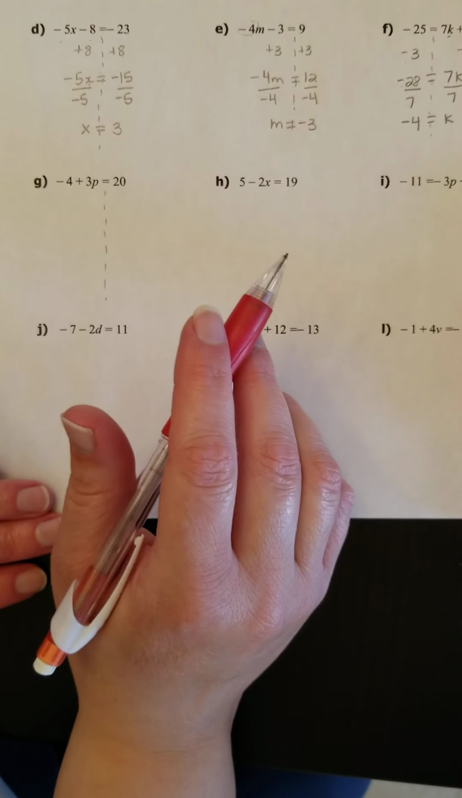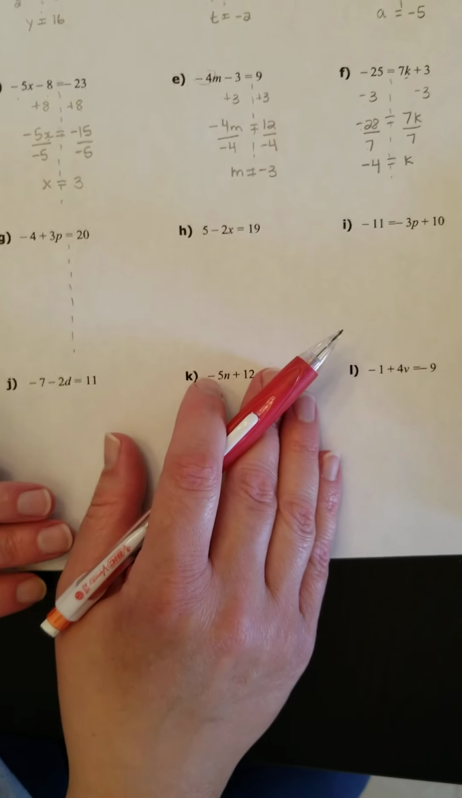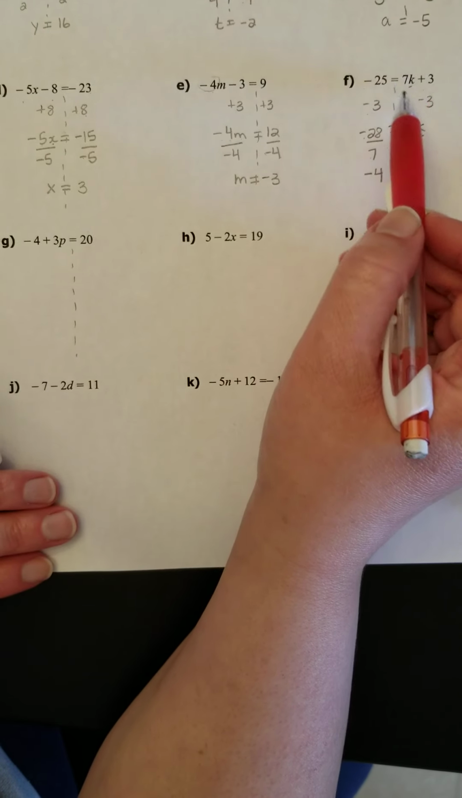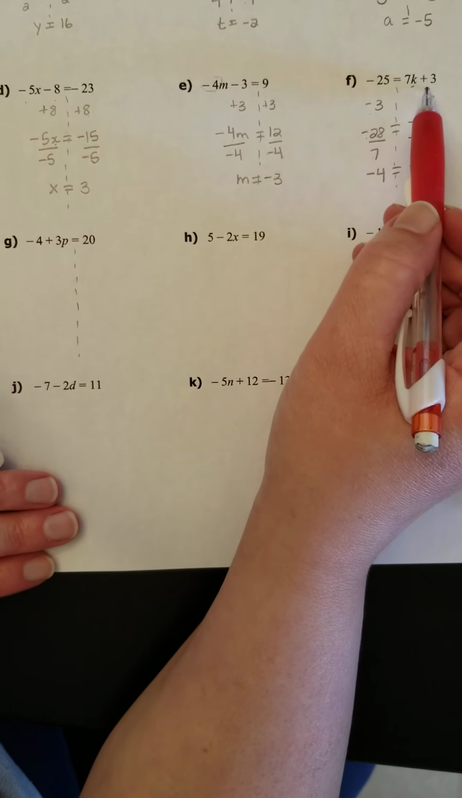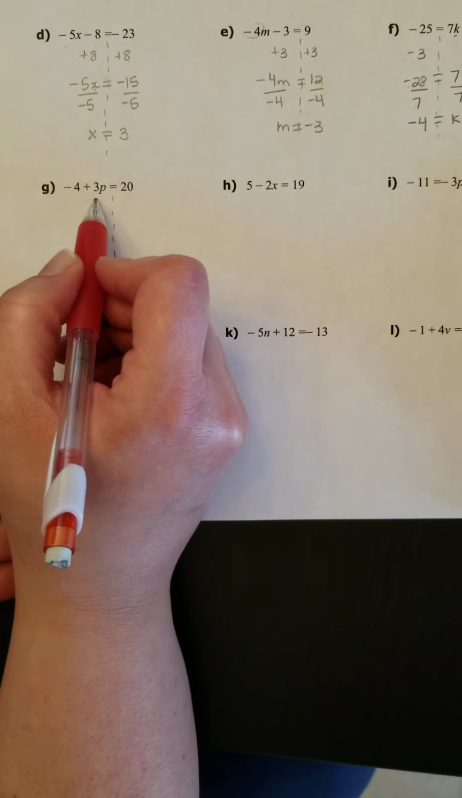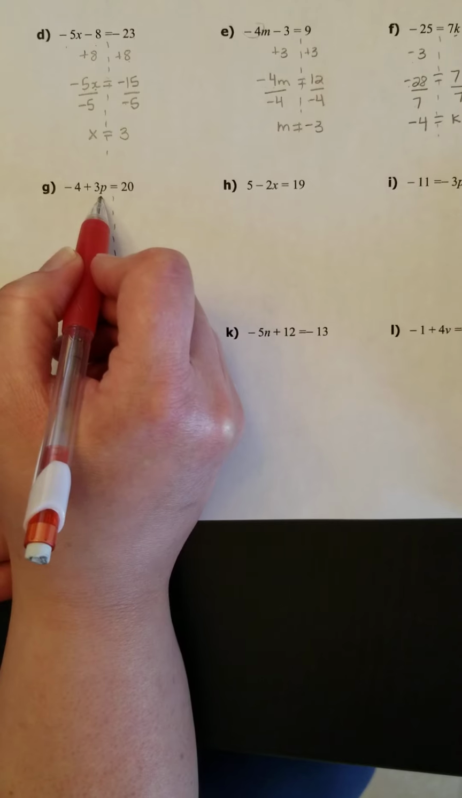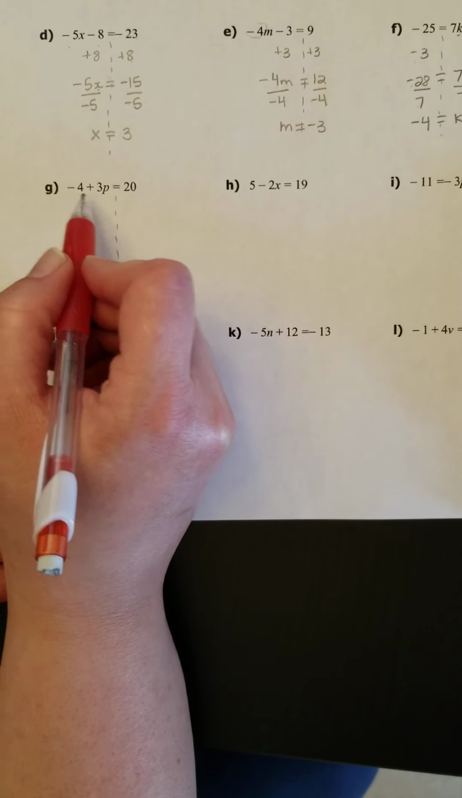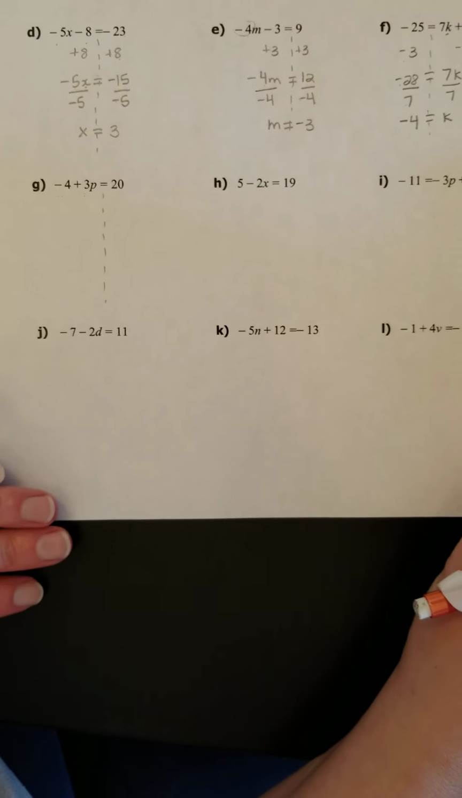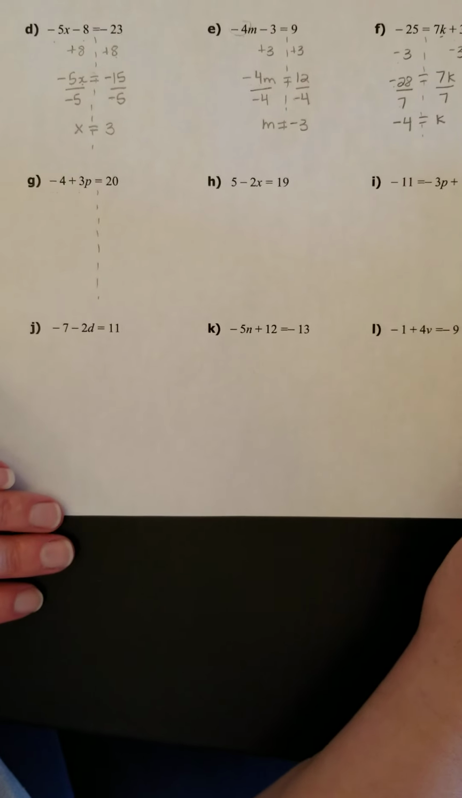On F, we noticed that the variable was written on the side that we're not so used to. So we had the variable on the right-hand side. On G, we have the variable on the left-hand side, so we have the P there, but the terms are written in an order that we're not used to. So we're still going to follow the very same steps.